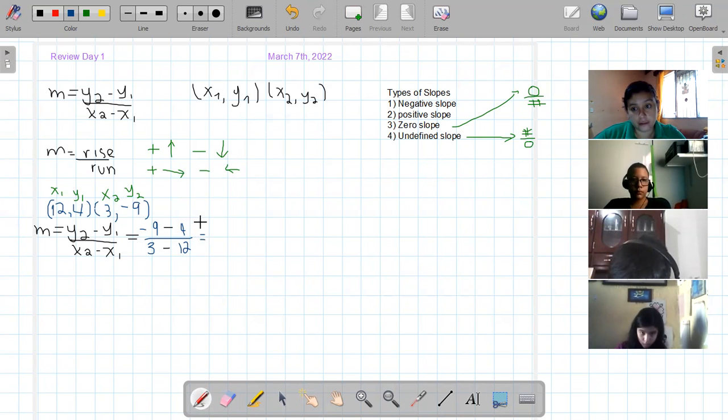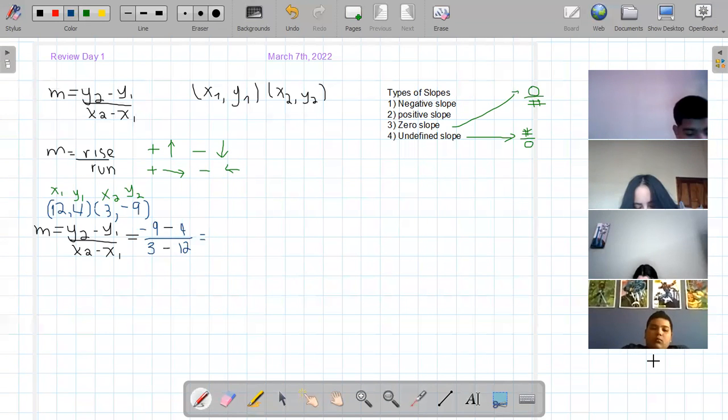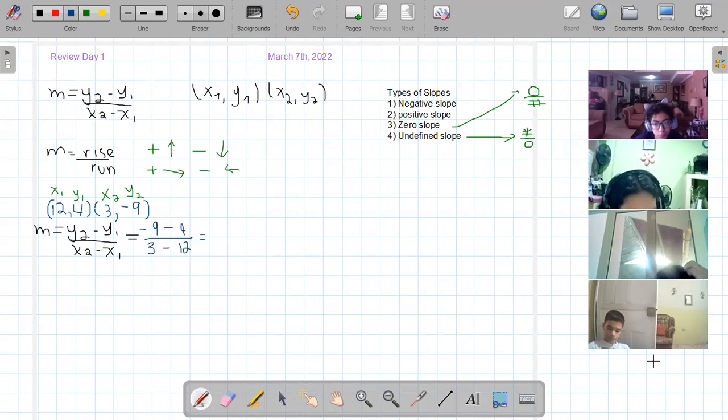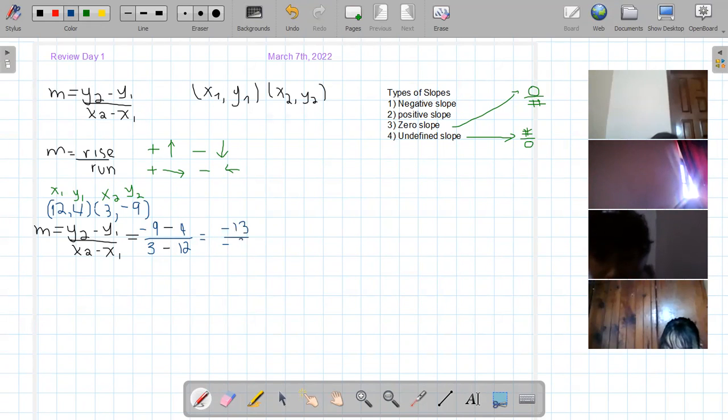And we solve. -9 minus 4. -13, exactly, because same signs, you add and you give the sign. 3 minus 12. -9. Because different signs, you subtract and you keep the sign of the greatest number. 12 is greater than 3 and 12 is negative.